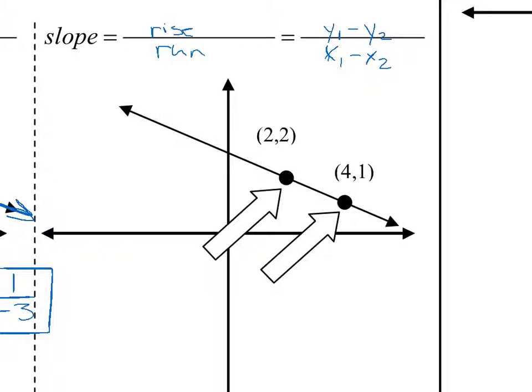So I'm actually going to label these backwards of what you would probably think, and we're going to see if it still turns out okay. I'm going to label this one as point 1, and this one is point 2.